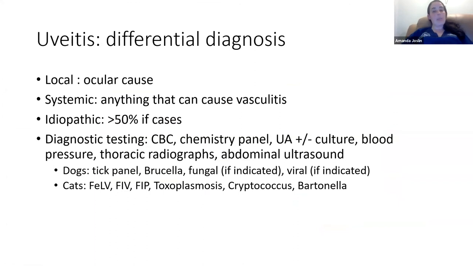So dogs, typically CBC, chem, UA, 4DX, thoracic radiographs, abdominal ultrasound. Cats, the main concerns for uveitis are FeLV, FIV, FIP, toxoplasma, cryptococcus, and Bartonella. Typically we can test for all of those things in a feline fever of unknown origin panel, or some sort of serology panel through definitely IDEXX, and I think also ANTECH.